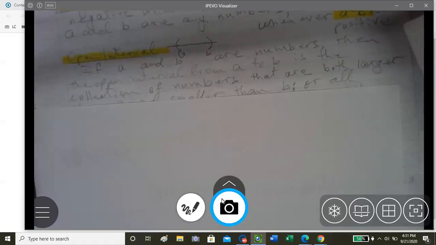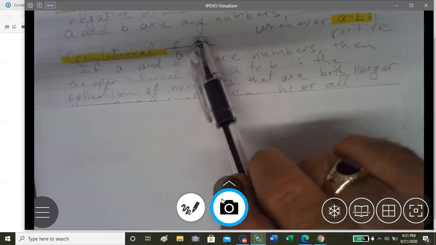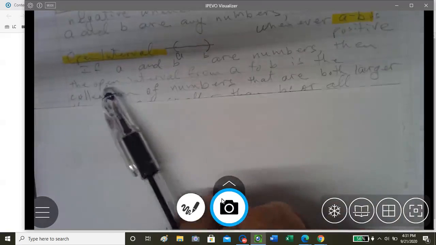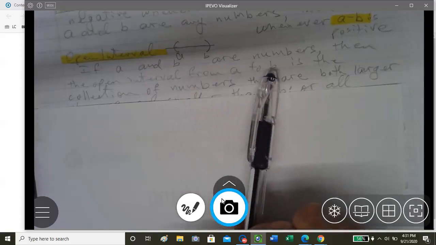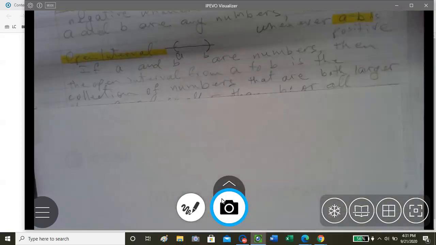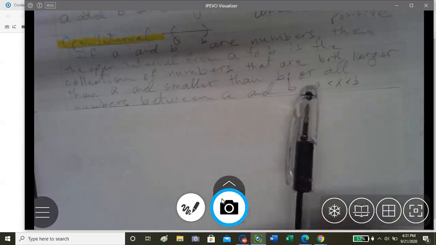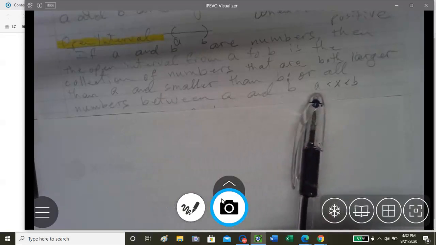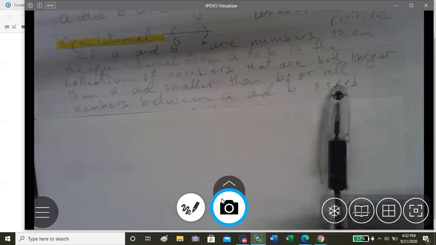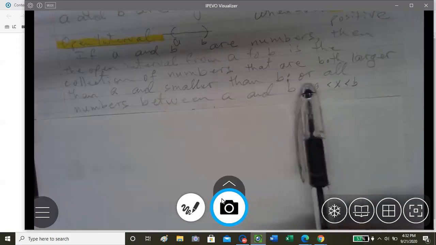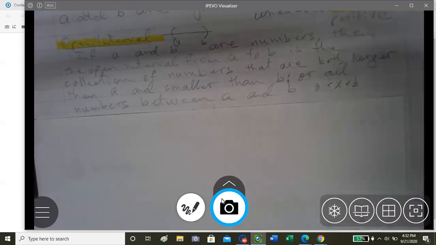Okay, the open interval. Here we have open parentheses on a, open parentheses on b, and we have a set of numbers in between. If a and b are numbers, then the open interval from a to b is the collection of numbers that are both larger than a and smaller than b, or all numbers between a and b, such that a is less than x, x is less than b. So again, you get all numbers between a and b, but not including a and b, because you don't have that less than or equal to on either one of those.